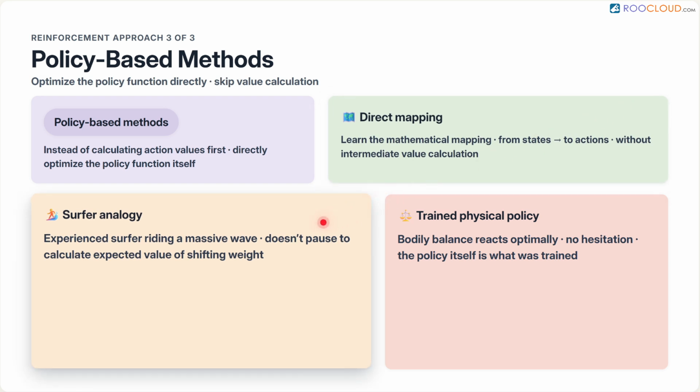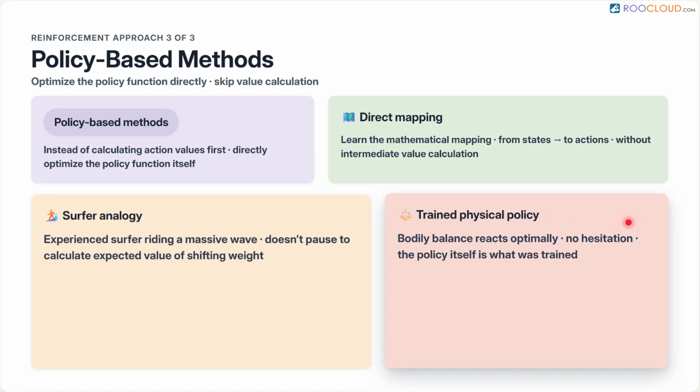Imagine an experienced professional surfer riding a massive ocean wave. They do not pause to mentally calculate the expected value of shifting their physical weight slightly to the left. They have directly trained their physical policy, meaning their bodily balance, to react optimally and stay on the board without hesitation.